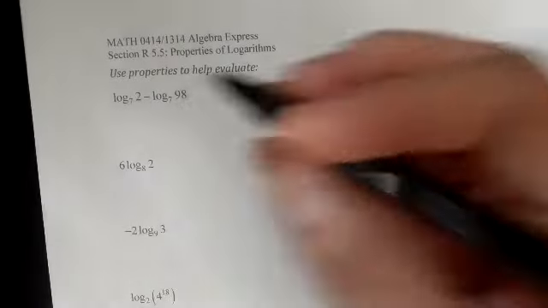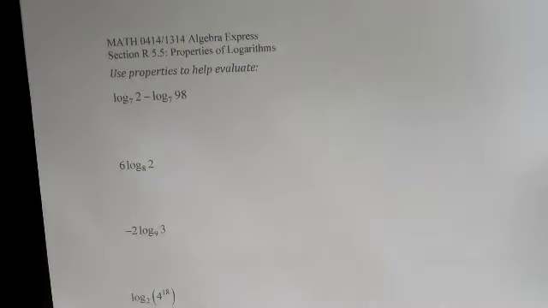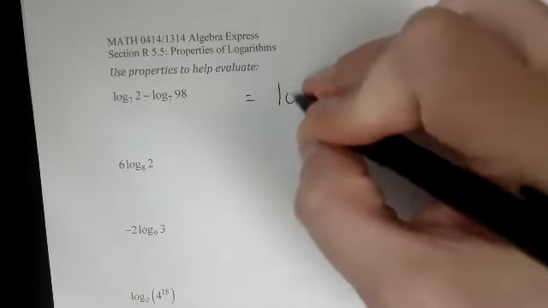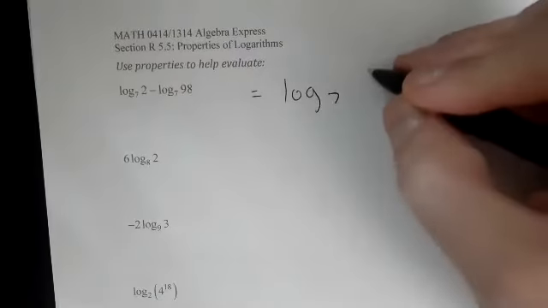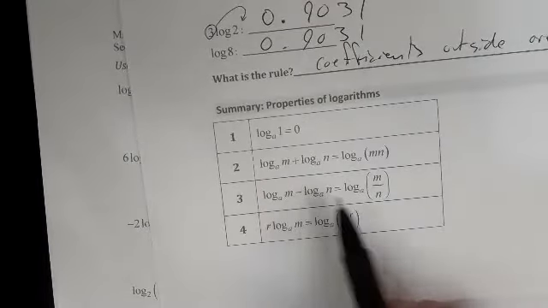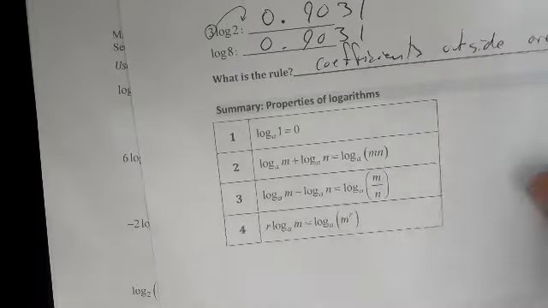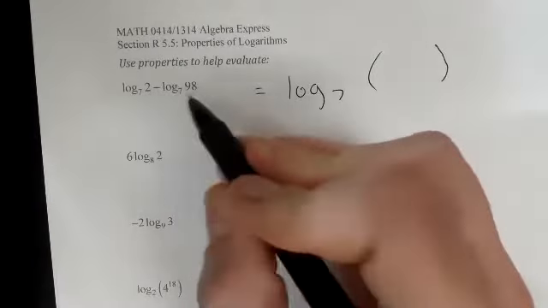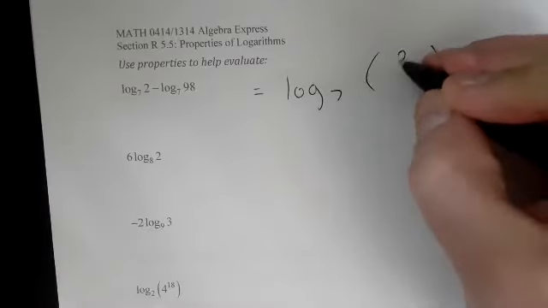Okay, so we have two separate logs. We want to evaluate these things. This is a log base 7. So I would want to look at the previous chart. If we are subtracting two logs, it's like we take the things on the inside and divide them. So I am taking 2 and I am dividing it by 98.